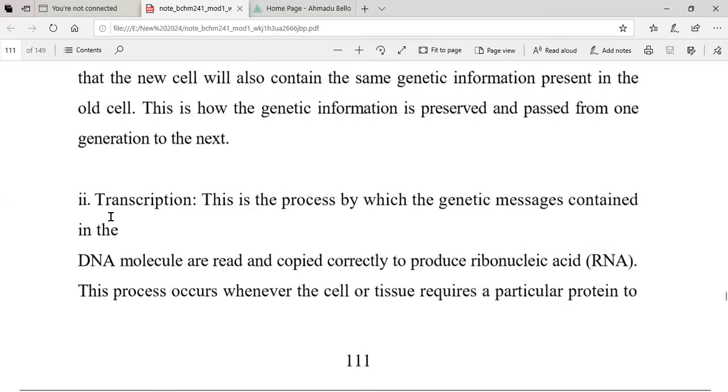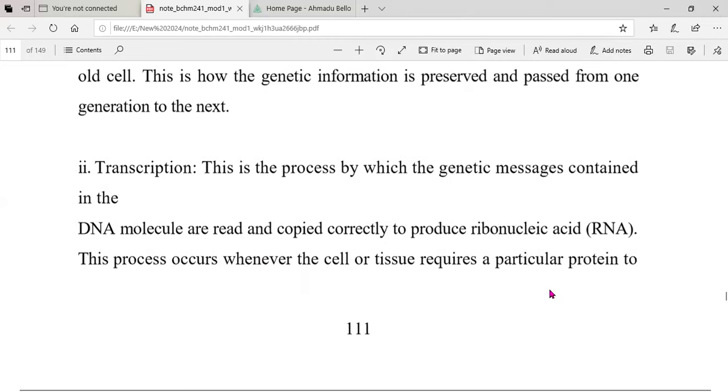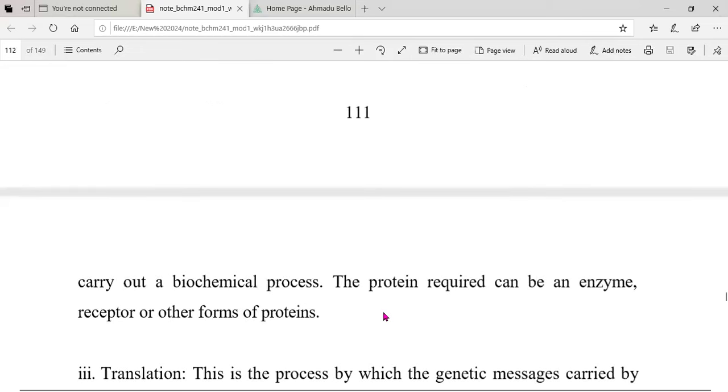So there is what we call transcription, which is the process by which the genetic messages contained in the DNA molecules are read and copied correctly to produce ribonucleic acid. So transcription is conversion or copying of information from DNA to produce what we call RNA. This process occurs whenever the cell or tissue requires a particular protein to carry out a biological or biochemical process. The protein required can be either enzyme, receptor, or other forms.